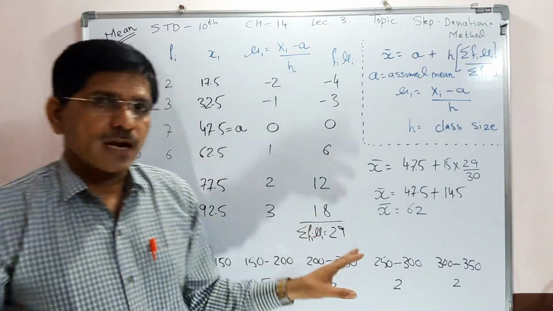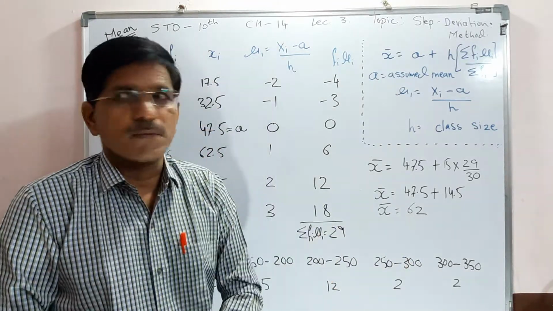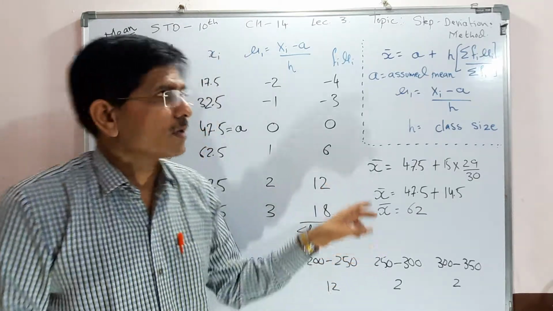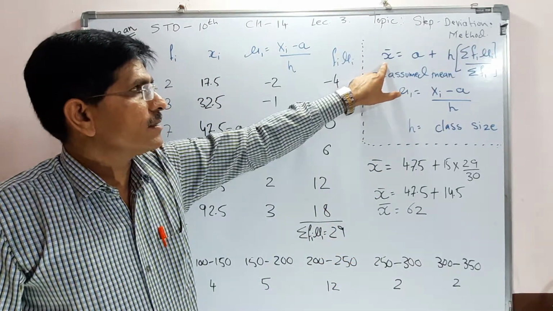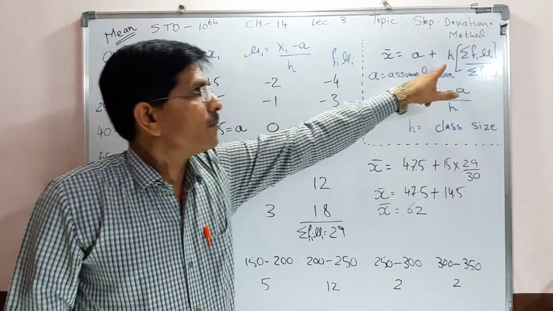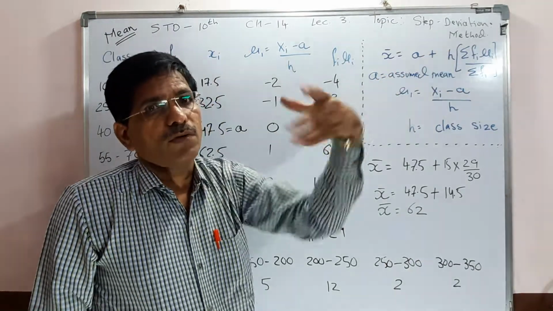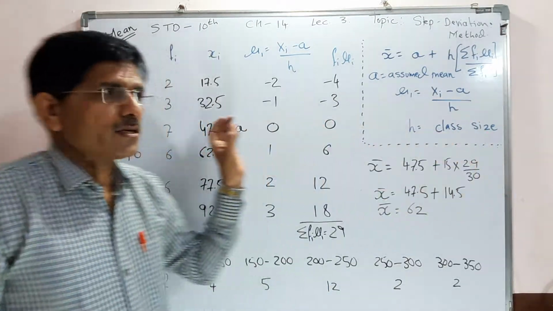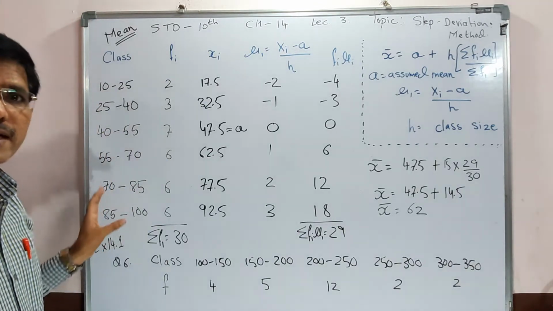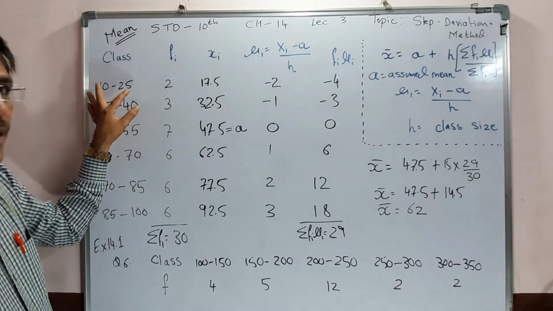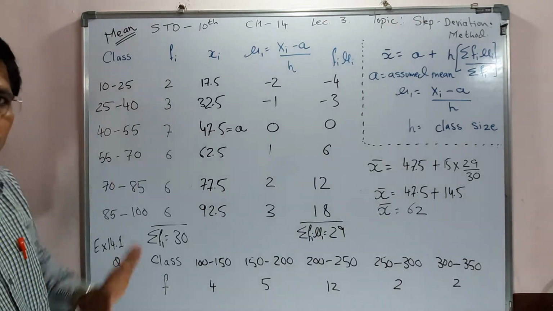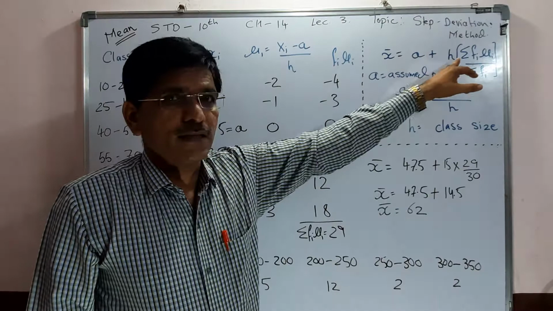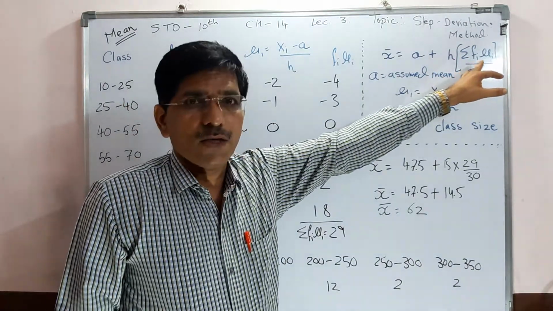Now we have to start. First of all, we have to discuss the formula. So what is the step deviation method formula? x bar is equal to a plus h. First of all, we have to know the meaning of h. The h is the class size. Generally, we find the class size as the difference between the upper and lower limits. So x bar is equal to a plus h times sigma fi ui.